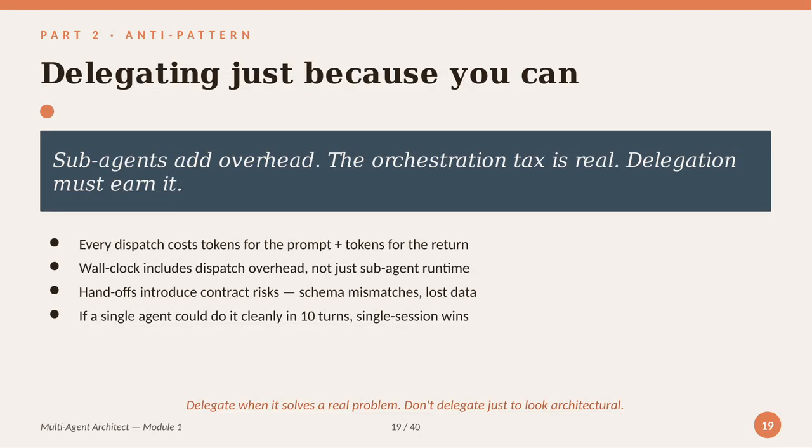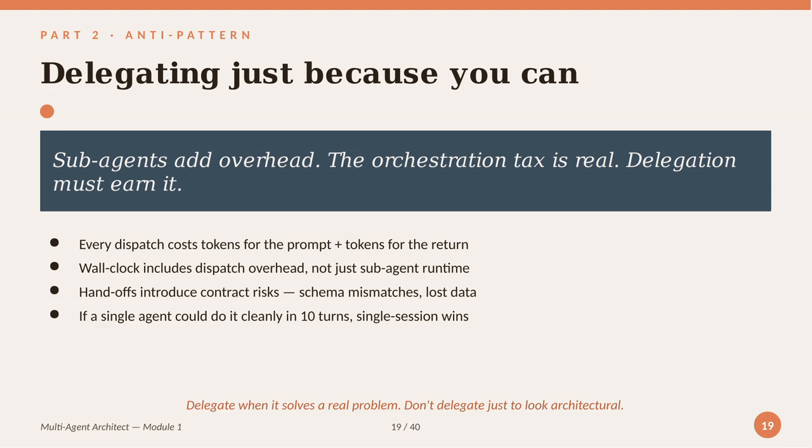Anti-pattern. Delegating just because you can. Subagents add overhead. The orchestration tax is real. Every dispatch costs tokens for the prompt to the subagent plus tokens for the return. Wall clock includes dispatch overhead, not just subagent runtime. Handoffs introduce contract risks, schema mismatches, lost data, ambiguous returns. If a single agent could do the task cleanly in 10 turns, single session wins.